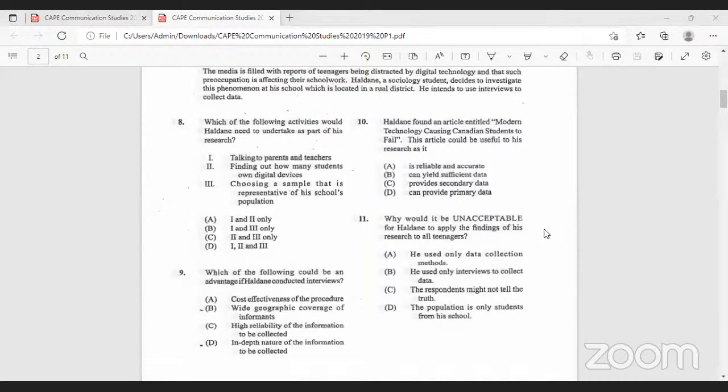11. Why would it be unacceptable for Haldane to apply the findings of his research to all teenagers? A, he used only data collection methods. B, he used only interviews to collect the data. C, the respondents might not tell the truth. Or D, the population is only students.